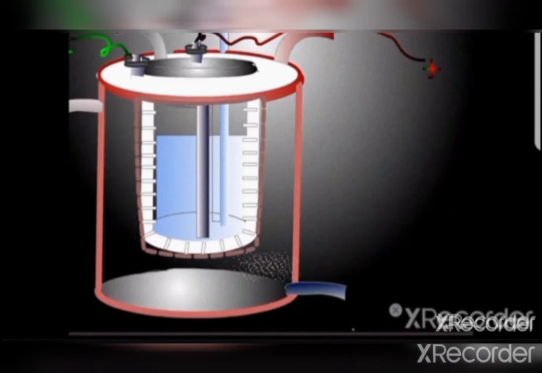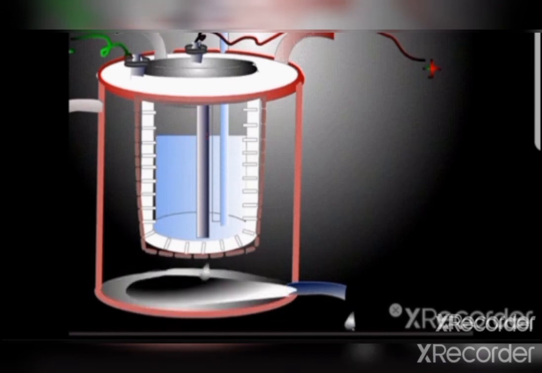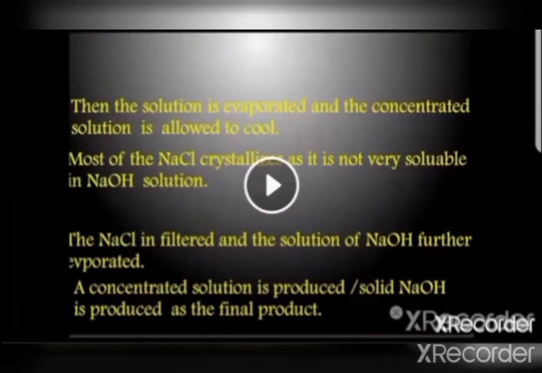As the reaction in the Nelson cell continues, hydrogen gas is liberated at the cathode, whereas chlorine at the anode. Similarly, sodium hydroxide solution collects at the bottom where it is periodically removed. The NaCl is filtered and the solution of sodium hydroxide is further evaporated. Solid sodium hydroxide is produced as the final product.